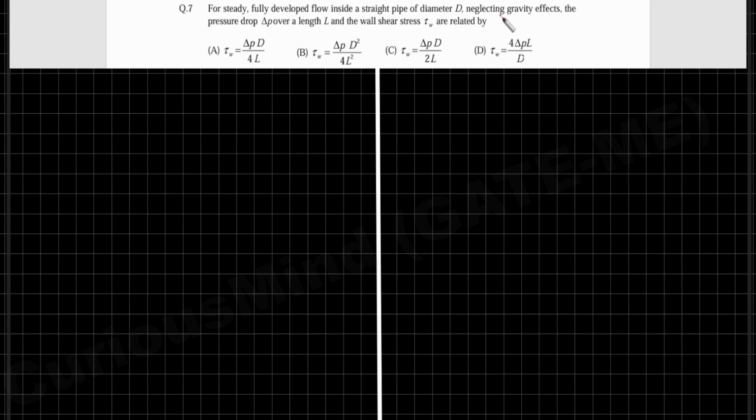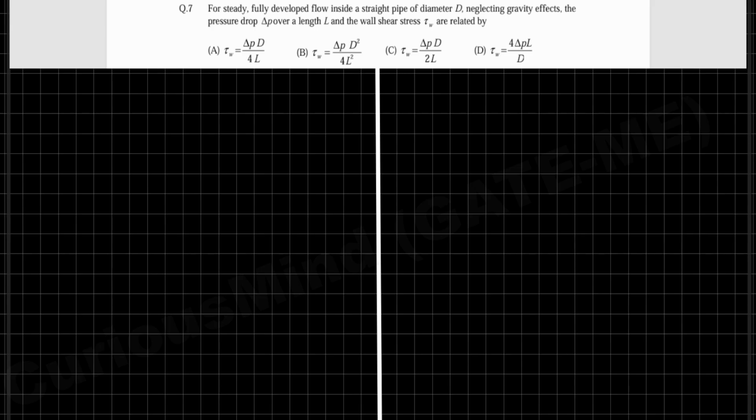Alright, let's proceed further. Neglecting gravity effects, the pressure drop delta P over a length L and the wall shear stress tau W are related by. So basically, this question is asking about the relationship that relates the pressure drop delta P with the wall shear stress tau.